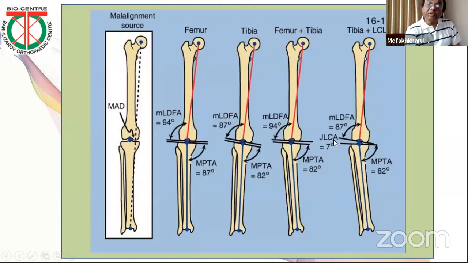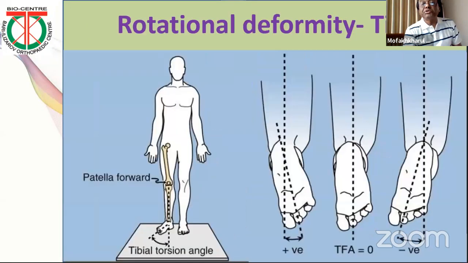So depending on your deformity, you should take the decision where you will go for osteotomy. Now rotational deformity, dear friends: thigh-foot axis, you can see this is normal. This is positive, this is negative. Tibial torsion, patella forward, you should think about rotational deformity of the tibia.